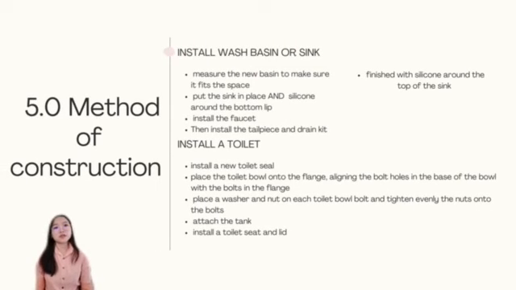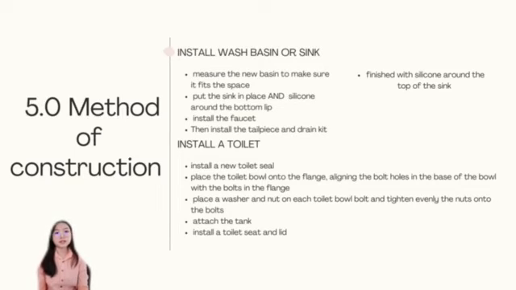So next, we need to install the wash basin or sink. First step, we ensure the new basin fits to the space. The second step, put the sink or basin in place and put the silicone around the bottom lid.